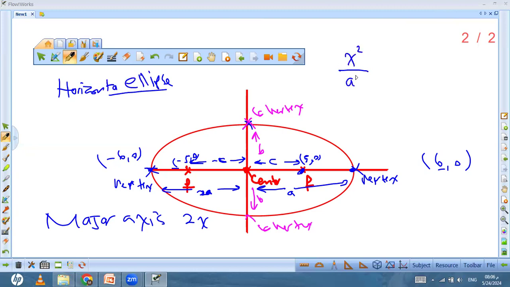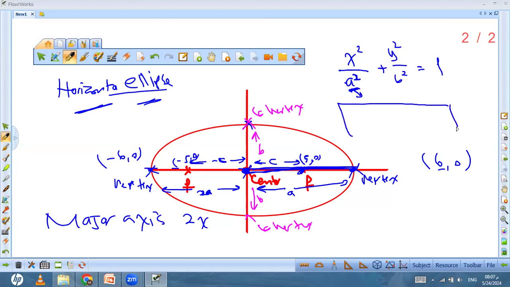X squared over A squared plus Y squared over B squared equals 1. A squared is the measure from the center to the vertex; this one is called A, guys. A is now bigger than B. It means A is the greatest, a bigger number. Here my bigger A is with X, which means it's a horizontal ellipse.